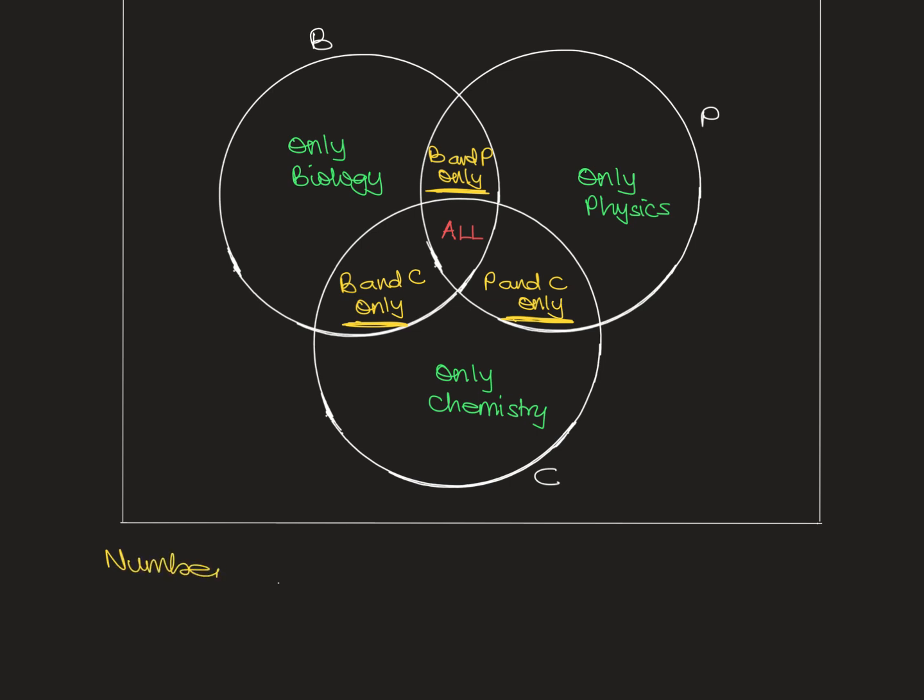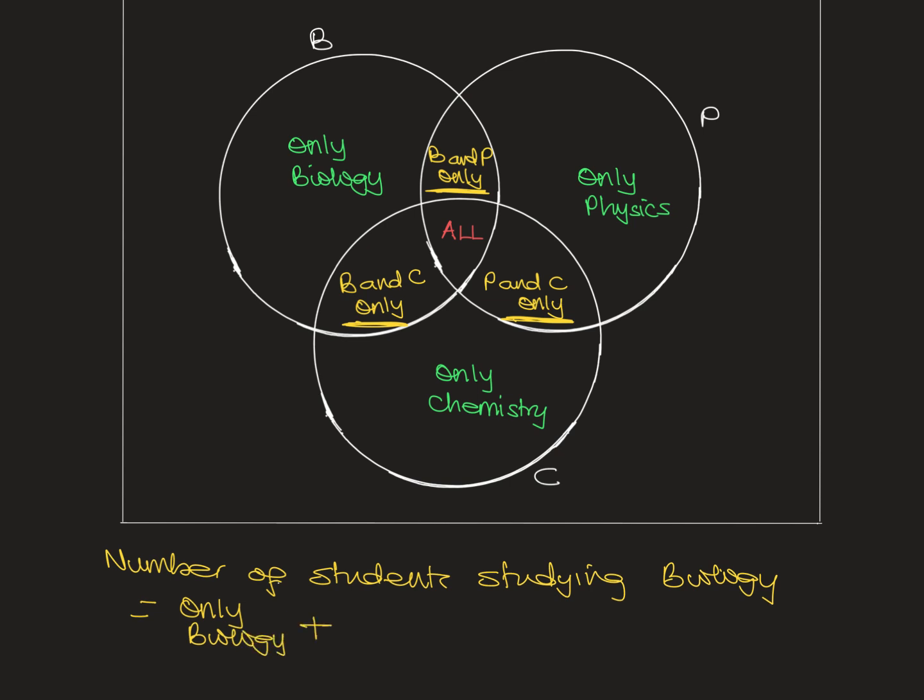Number of students studying biology will be those studying only biology, plus those studying biology and physics only, plus those studying all the three subjects, plus those studying biology and chemistry only. Is that right? Yes.